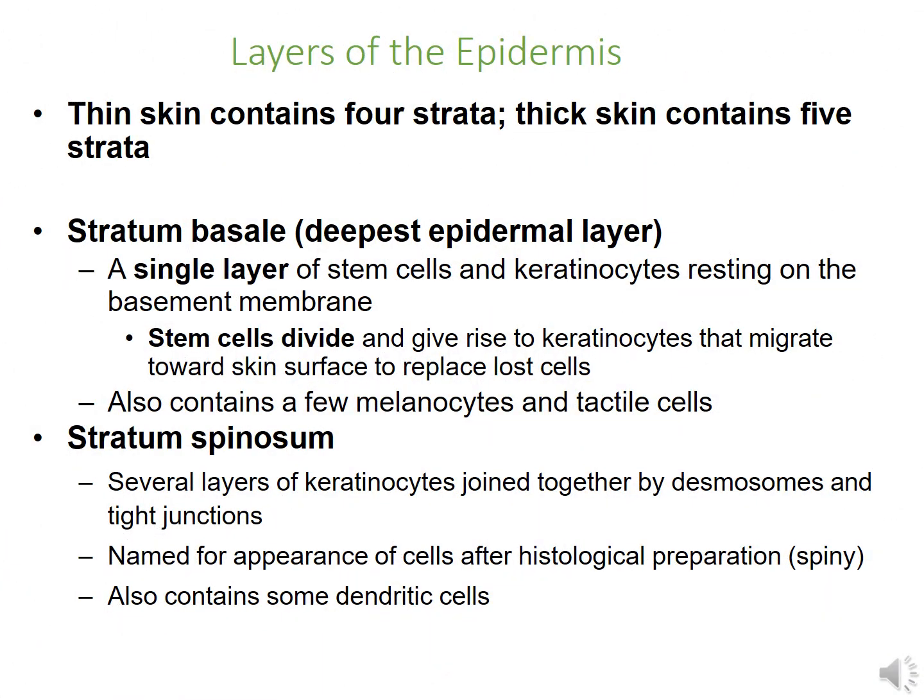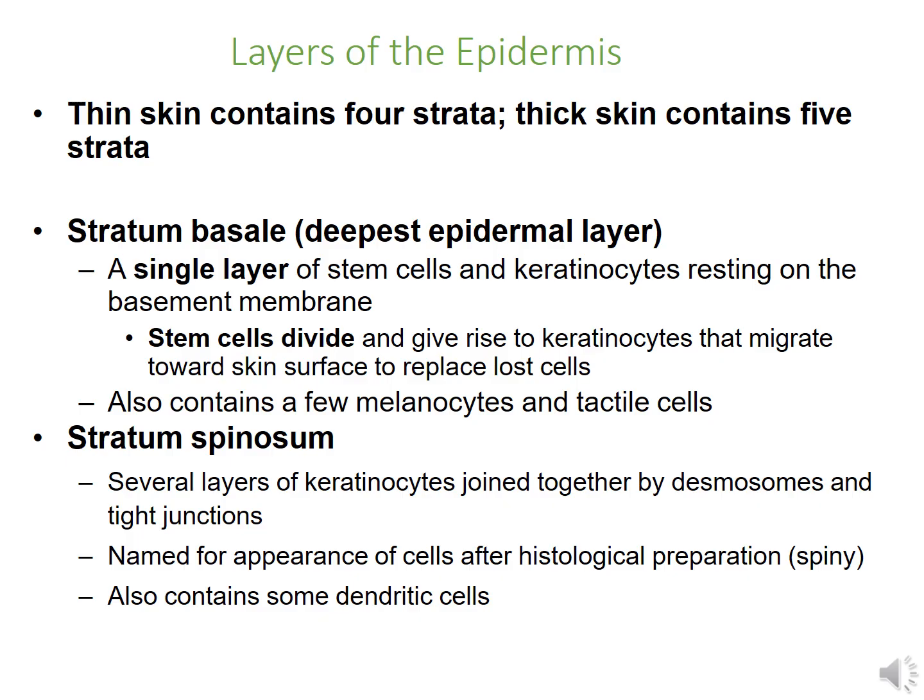Layers of the epidermis. Thin skin contains four strata. Thick skin contains five strata. Stratum basale is the deepest epidermal layer, a single layer of stem cells and keratinocytes resting on the basement membrane. Stem cells divide and give rise to keratinocytes that migrate toward the skin surface to replace lost cells. It also contains a few melanocytes and tactile cells.